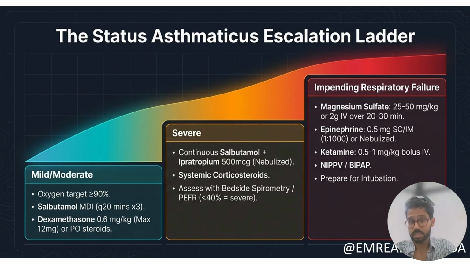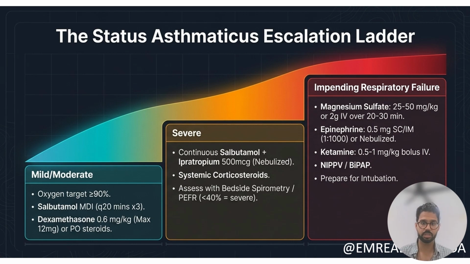Here we're looking at the patient that's in status asthmaticus or a severe asthma exacerbation, and some of the escalation, what I call the escalation ladder. In mild to moderate status asthmaticus, our O2 sat target is greater than or equal to 90%. We want to give a salbutamol metered dose inhaler every 20 minutes, 3 times, so Q20 minutes times 3 for an hour. We can give dexamethasone 0.6 milligram per kilogram, or a maximum of 12 milligrams, or PO steroids. This is mild or moderate status asthmaticus.